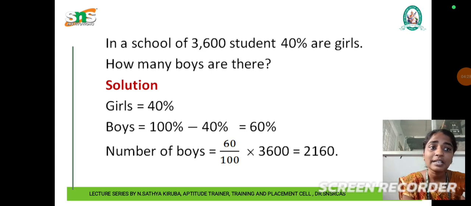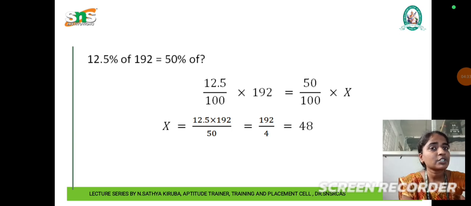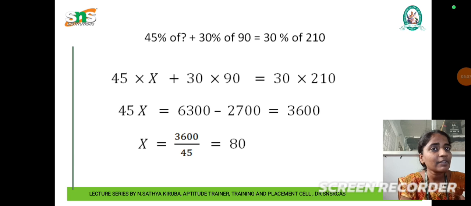So we can calculate this even using the method which I mentioned previously. Now, 12.5 percentage of 192 is equal to 50 percentage of what? We can have the question mark as x. The equals symbol denotes that both sides are equal, that is LHS is equal to RHS. Now we can have x on one side and bring all the values to the other side. So x is 12.5 into 192 by 50. The 100 and 100 get cancelled. When we simplify it, we will get the answer as 48. Similarly, we can do this problem too.